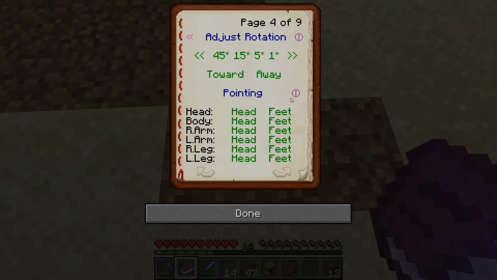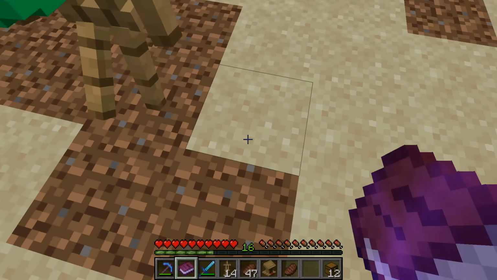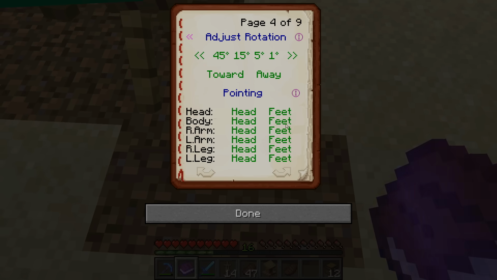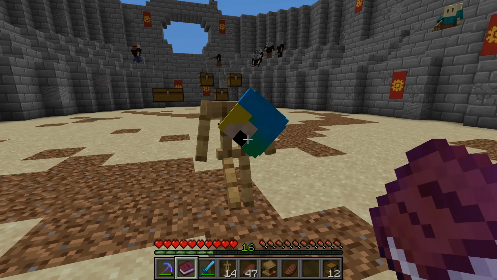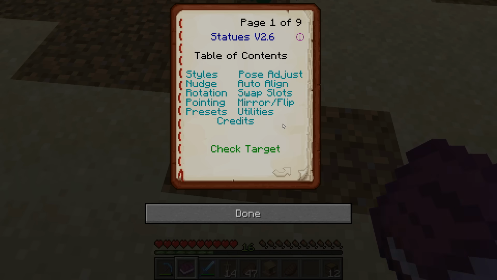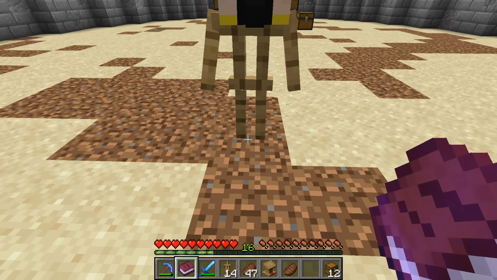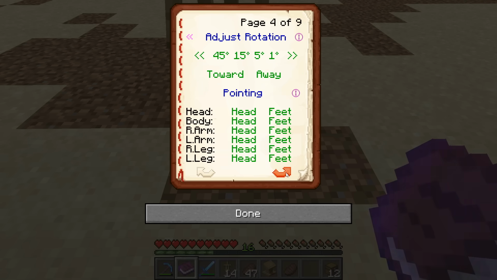Now, pointing is something that I don't use, okay? But you can point the head to the head, or apparently the head to the feet. This is a quick way to get your armour stand looking a little bit weird, but let's try it on a clean armour stand. Okay, so there are uses to this, and I have used it on occasion. I tend not to, though.